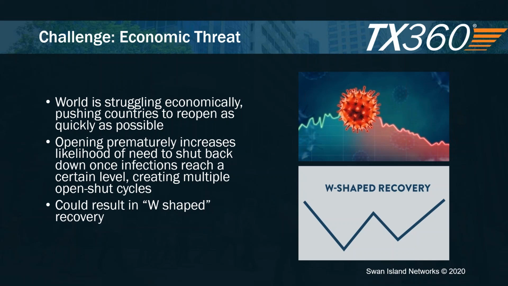These experts also speculate that this kind of open and shut cycle would result in a W-shaped recovery, in which a tentative recovery, like the one we're starting to see now, would sink back into a double-dip recession before rebounding finally.